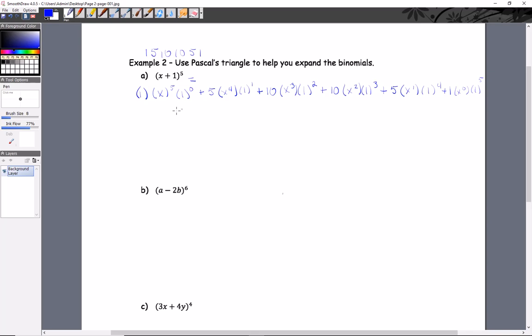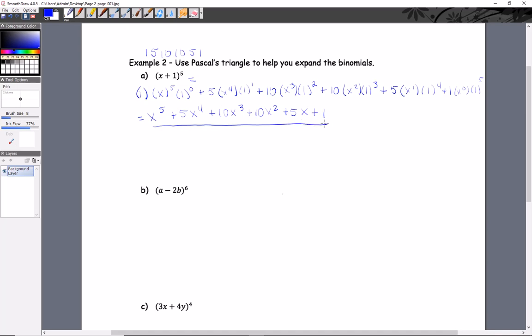So let's see what we end up with here. This will just be x to the 5th, right? And this will be plus 5x to the 4th. Not too much going on with that piece of it, so it's not going to change much. Plus 10x to the third plus 10x squared plus 5x plus 1. All of these things are equal to 1, so 1 times itself is just 1. And that is exactly what that expansion gives us.